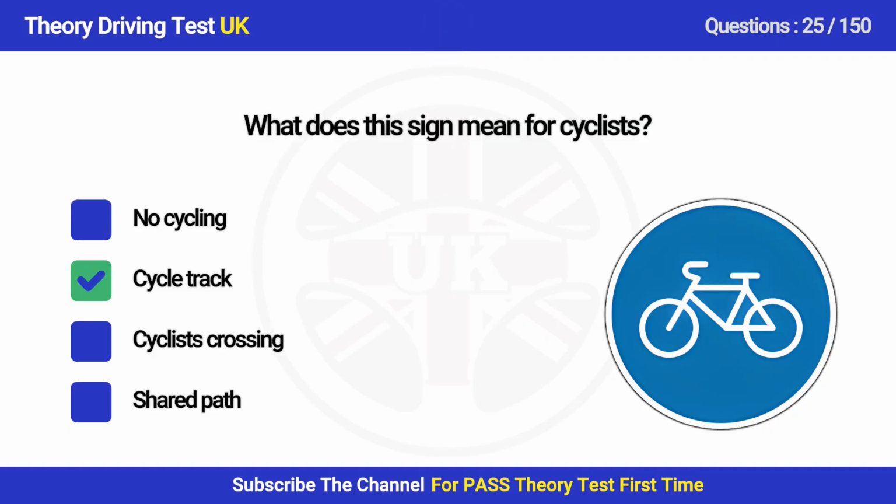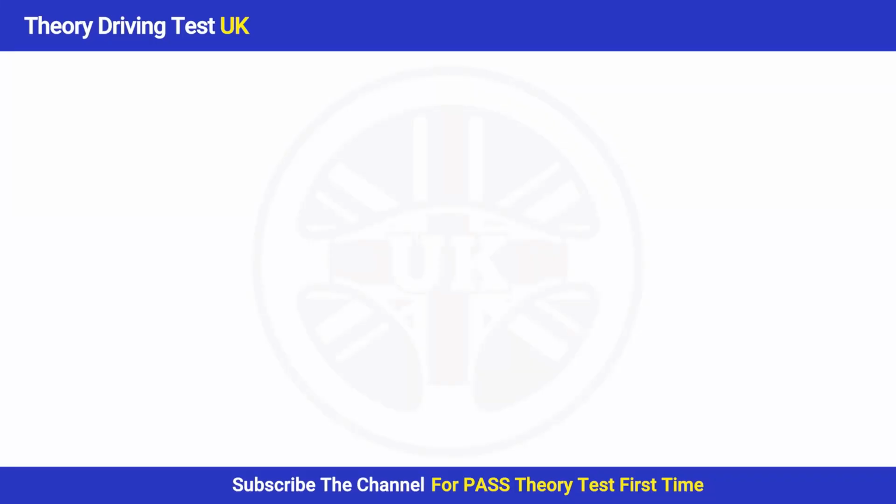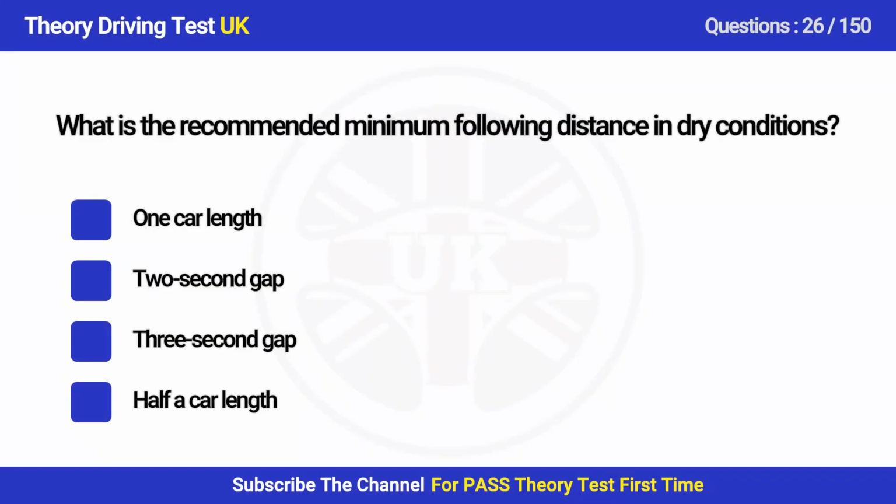Answer is B. Cycle track. This mandatory sign indicates a cycle track. Cyclists must use this path, and other vehicles are generally prohibited from entering it. Question 26. What is the recommended minimum following distance in dry conditions? A. 1 car length. B. Gap. C. Gap. D. Half a car length.